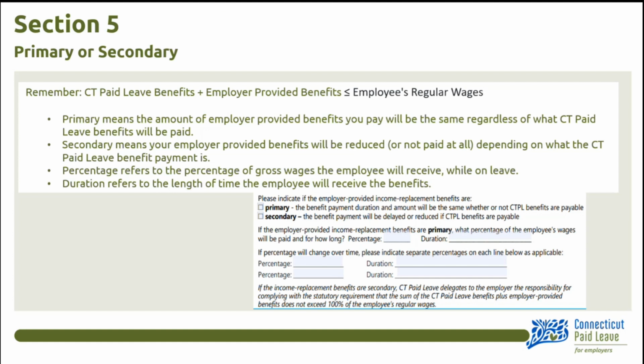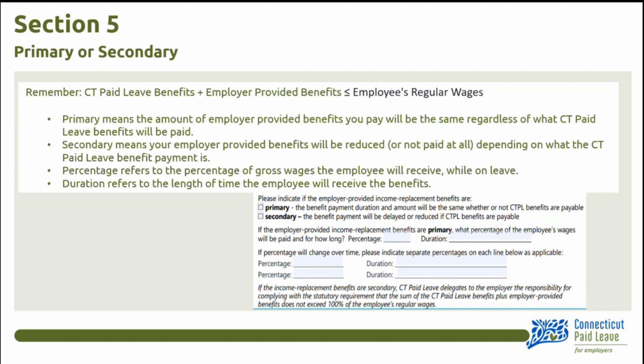Secondary means your employer-provided benefits will be reduced or not paid at all, depending upon what the Connecticut paid leave benefit is. For example, if you have a group disability insurance policy that provides your employees with up to 60% of their wages, but will reduce that amount depending upon what other benefits the employee is eligible for, then your benefits are secondary. Or if you allow your employees to use PTO to top off the benefits Connecticut pays, then your benefits are secondary.